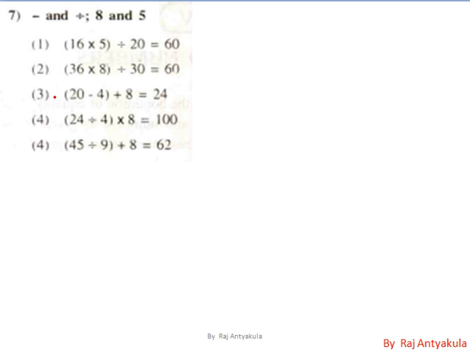Now coming to the seventh question. What is given? Which symbols you have to interchange? Look carefully. So minus has to be interchanged with divided by, and divided by has to be interchanged with minus. Similarly 8 and 5. Whenever you find 8, you have to replace it with 5. Whenever you find 5, you have to replace it with 8. Let us go for the first option.